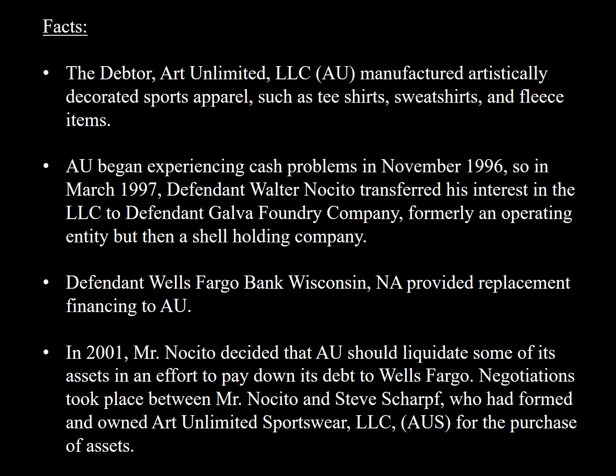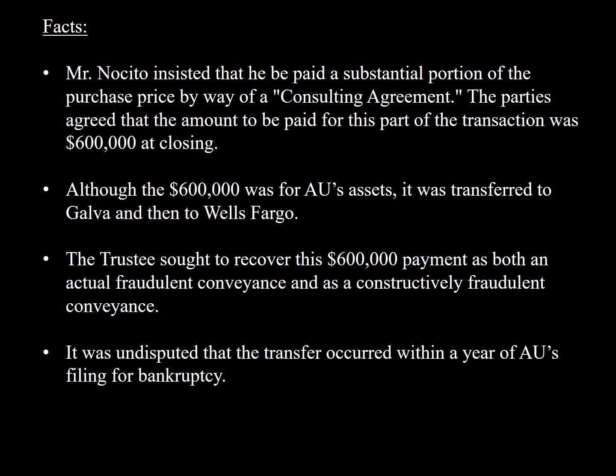And so negotiations were started with Mr. Steve Sharp of Art Unlimited Sportswear, AUS, for the purchase of the assets of the company. So far, so good. Problem arose, well, not till later. Looking back, there was an issue when AU's owner insisted on a $600K payment to himself personally as a consulting agreement payment.